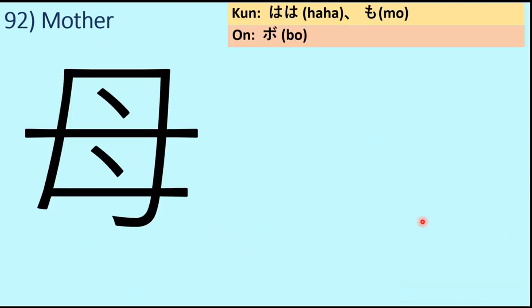Now let's move forward. After father, definitely it will be mother's turn, isn't it? So the kunyomi reading for mother is haha and mo, and the onyomi reading is bo. All these three are the fundamental readings for mother, and this is the kanji symbol. So let's look at some words.